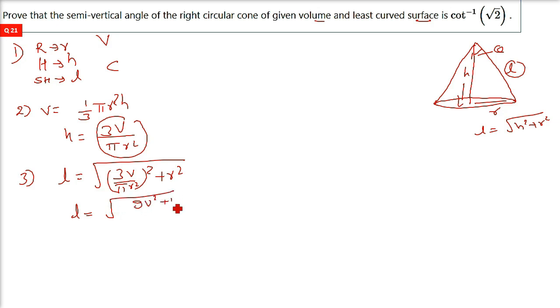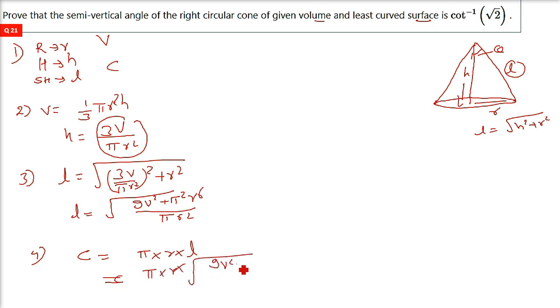And what do you think? We need the least curved surface. So what is the curved surface? Just start thinking about that, because this is what I'm resolving, but I hope you'll be able to do this. But the key is here, the curved surface. If you remember, it is equal to pi into r into L. Pi is the constant 22 by 7, 3.14, r is the radius and L is the slant height, and that L is equal to under root h square plus r square. So C is pi into r into L, and in place of L, try putting what we got in the third step.